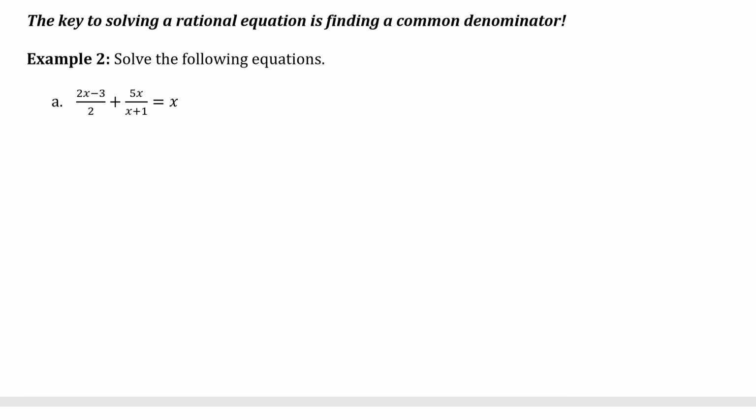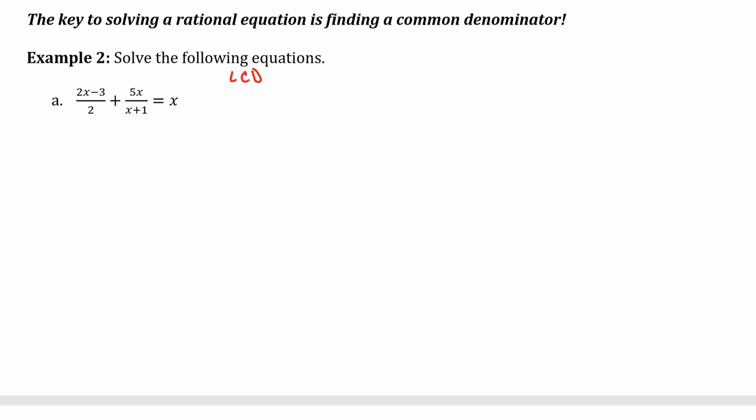So in this particular case, neither one of my denominators can be factored. So I'm just going to find my LCD. My LCD is going to be a 2 times an x plus 1, because it's my two denominators multiplied together.